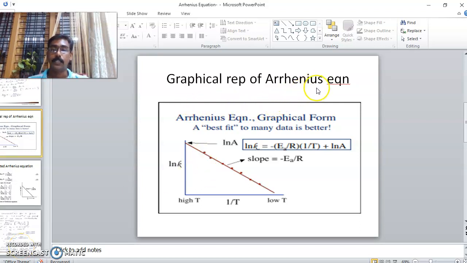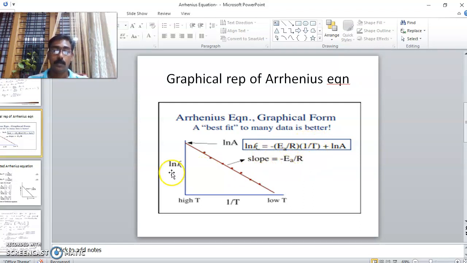Graphical representation of the Arrhenius equation. We already got an expression log k equals log A minus Ea by R into 1 by T. I have rearranged this in the format log k equals minus Ea by R into 1 by T plus log A, and this is of the format y equals mx plus c. Y equals mx plus c is the general form of a straight line graph. So here, instead of y you have log k and instead of x you have 1 by T.